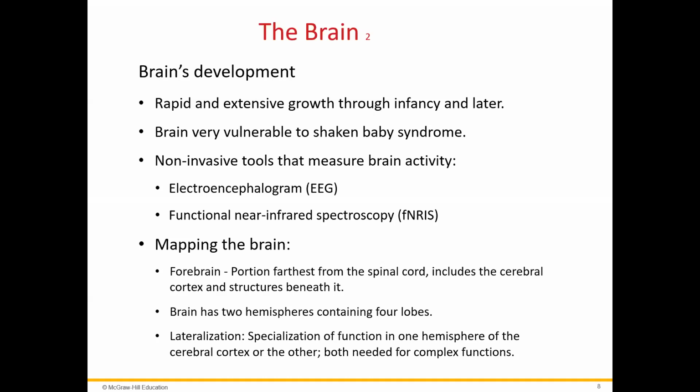By 2 years, that brain is now up to 75% of an adult brain weight. So it goes from being just a quarter of what an adult's brain weighs up to 3/4, or 75%. There's so much development that goes on in these first couple of years. The brain is very vulnerable to shaken baby syndrome.